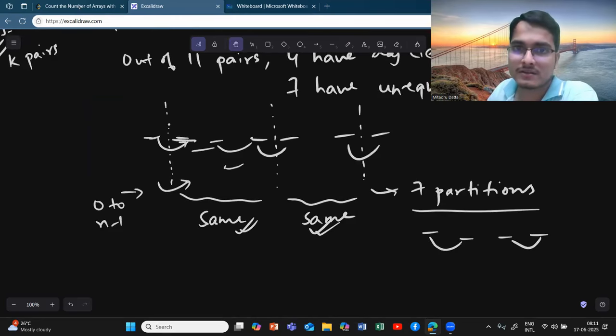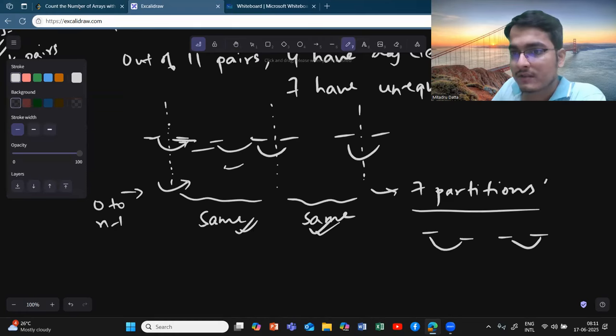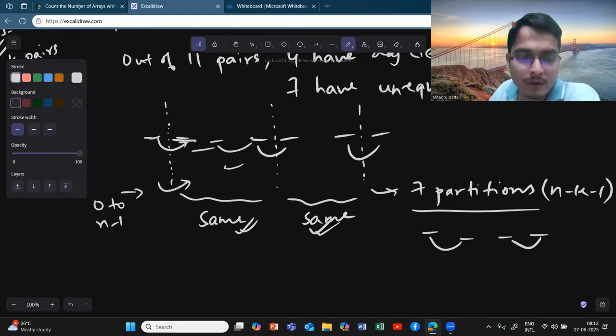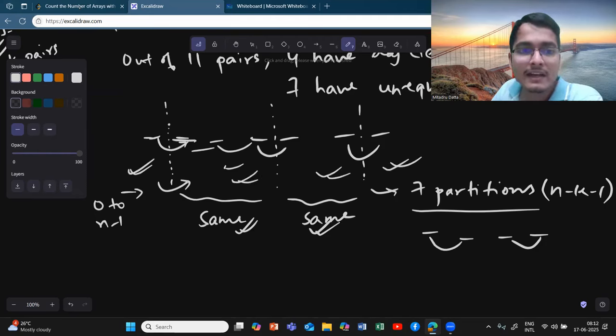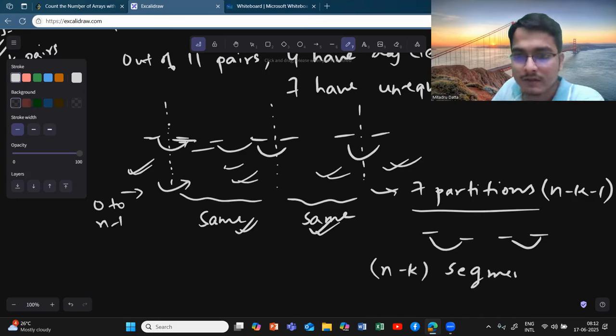You get 7 partitions, which was nothing but n minus k minus 1. We already told that n minus k minus 1 partitions you got. Now as you are traversing the array from 0 to n minus 1, you are seeing that I am getting 7 partitions. But how many such segments is the array divided into? This is one segment, this is one segment, this is one segment. So you can see that there will be one more segment than the partitions. So there will be exactly n minus k segments. This much is also clear.